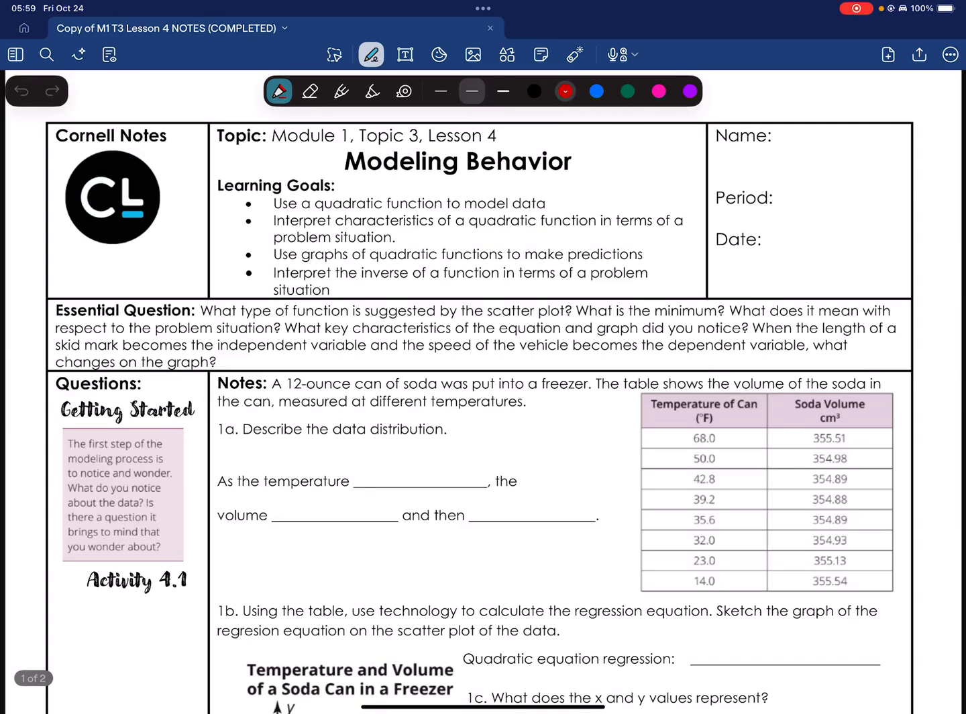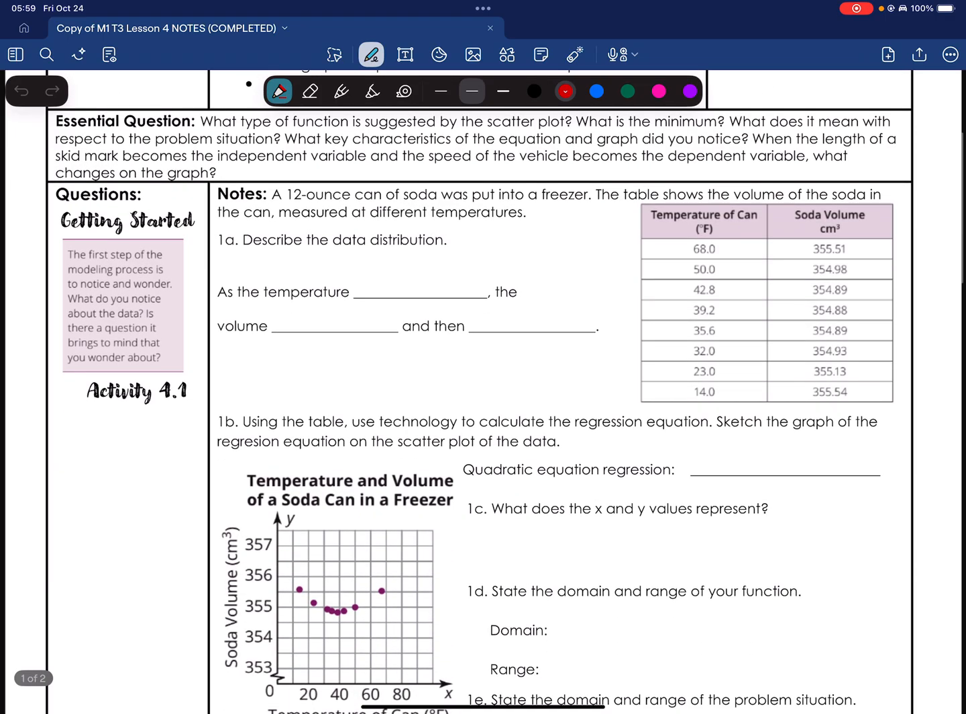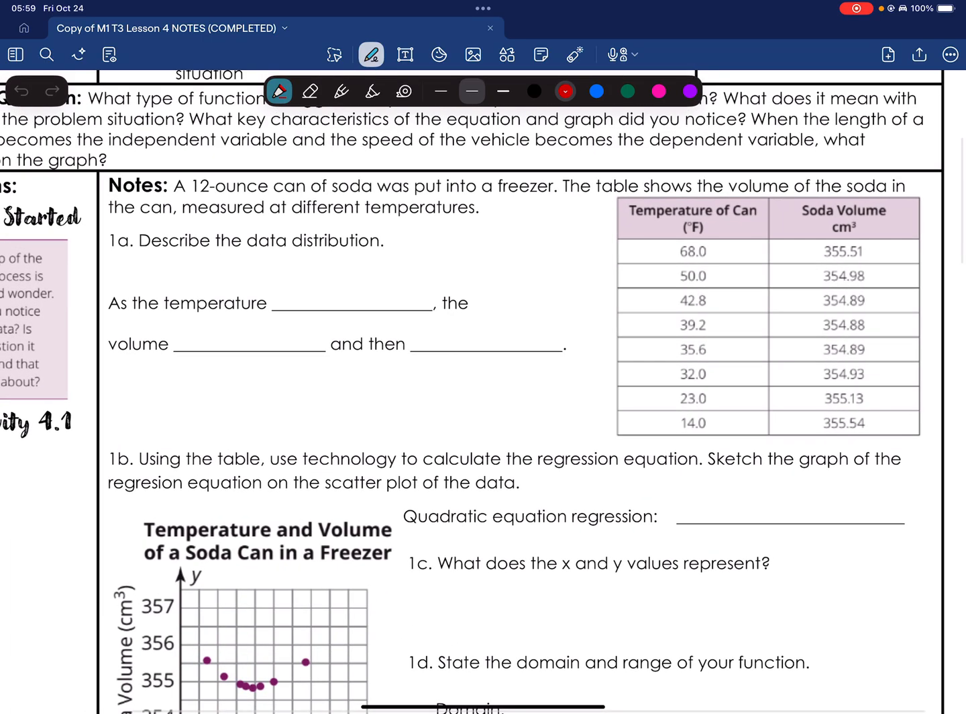In this video, we're going to talk about Module 1, Topic 3, Lesson 4. So this is modeling behavior. A 12-ounce can of soda was put into a freezer. The table shows the volume of the soda in the can measured at different temperatures.